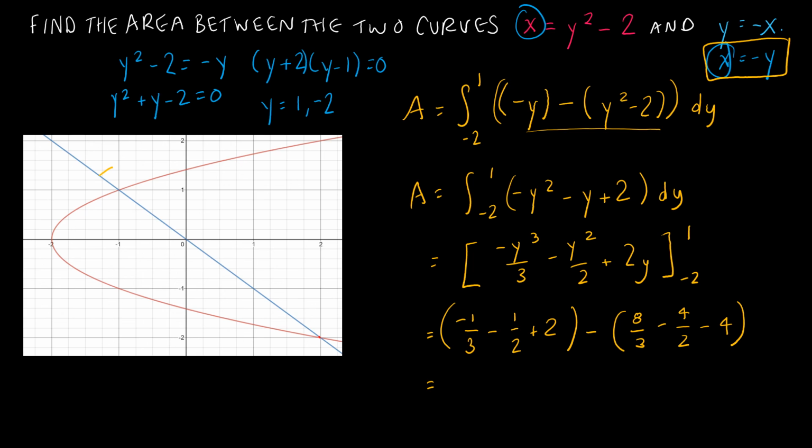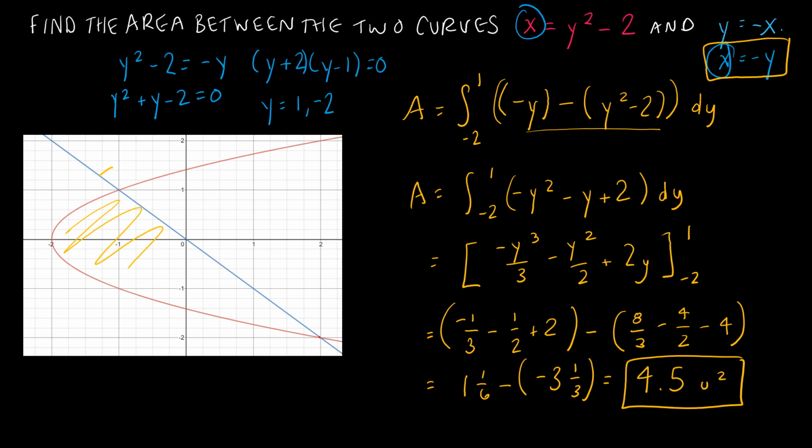The left-hand side gives me 1 1/6. The right-hand side gives me negative 3 1/3. Combining those together, I get 4.5 square units. So that's the area between the two curves, and now you know how to integrate with respect to y.